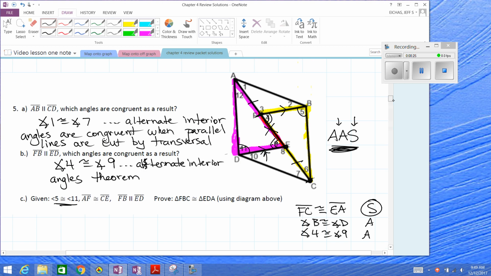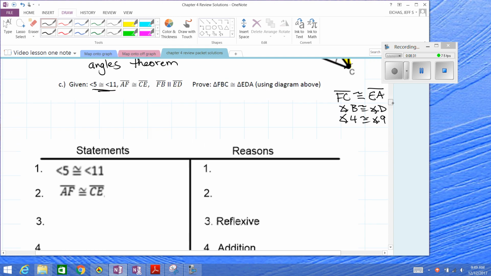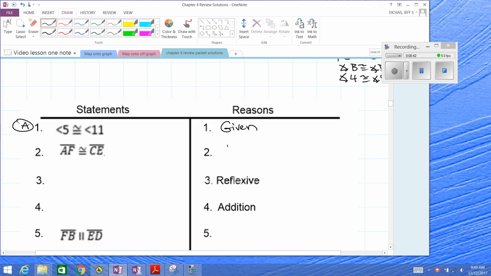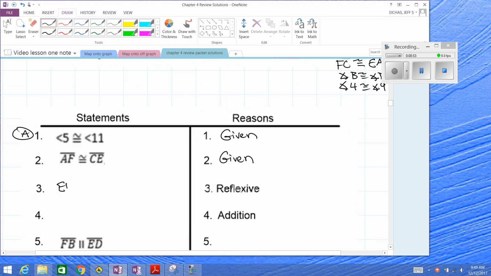And oh, that's nice. They even gave us some of the proof. Okay, so now we got to try to follow their path. 5 was the same as 11 because it was given. It gets us a pair of angles right off the bat. AF is congruent to CE. All right, that's given, but we don't have a pair of sides yet. What we have is, this is reflexive right here. This EF is congruent to EF. I probably should switch the order, but I'm not gonna. That's reflexive property. Okay, that's when that piece of the side is congruent to itself.